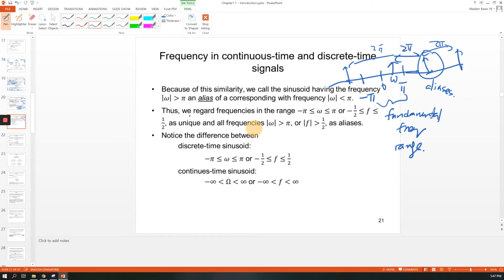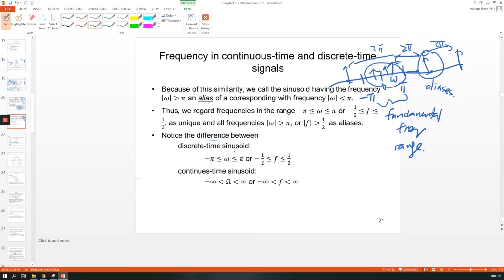So we regard frequencies in the range minus pi to pi, or minus half to half, as unique, and all frequencies omega greater than pi, or f greater than half, as aliases. The frequencies inside here are unique. Within this region you couldn't find any two frequencies that give you the same sequences. If you plot a discrete time sinusoid with this frequency and this frequency, you will see that the pattern would not be the same. The sequences would not be the same. So frequencies in this range are unique to each other, but if you go outside, then you will find identical twins.